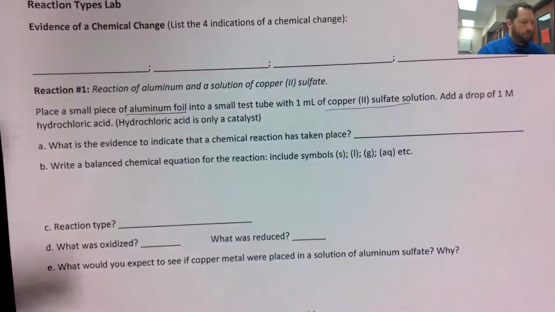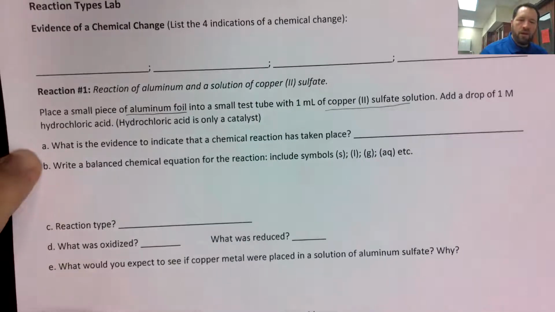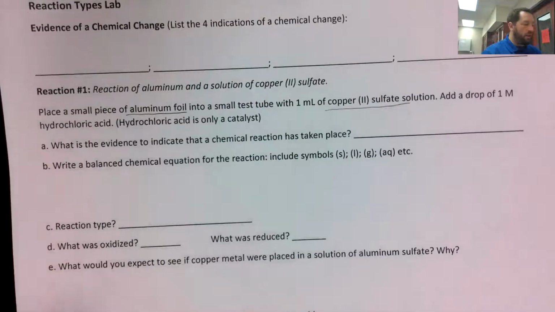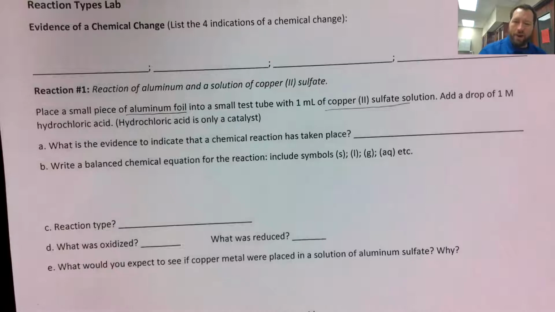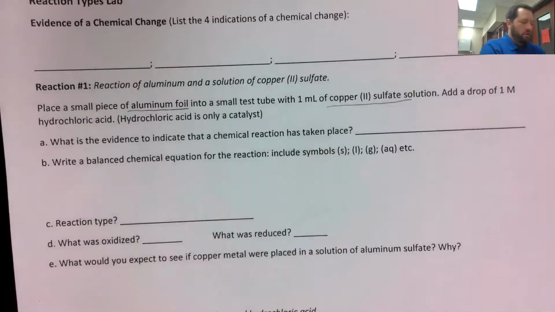All right, so on your sheet of paper, Part 1A, what were the indications of a chemical reaction taking place? Again, those were the 4 options we listed above. Which of those did you see, or did I tell you I felt for this reaction?